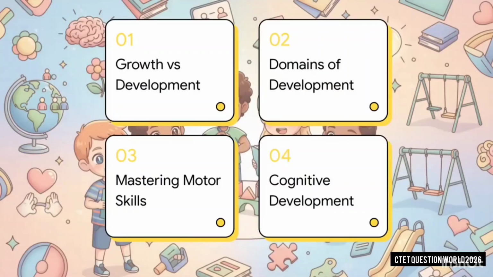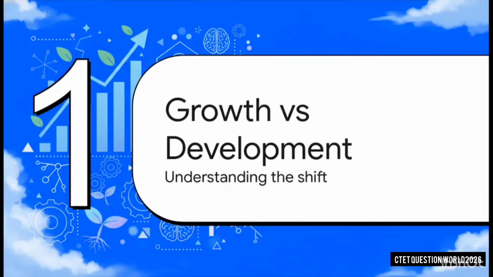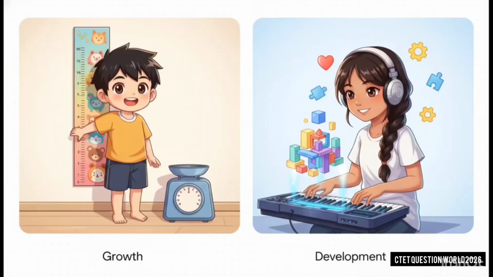Here is our game plan for today. We'll look at growth versus development, the broad domains of development, mastering motor skills, and finally, cognitive development and the brain. All right, let's jump right into Section 1, Growth versus Development. It's super common to use the words growth and development like they mean the exact same thing, right? But scientifically, they're totally different.